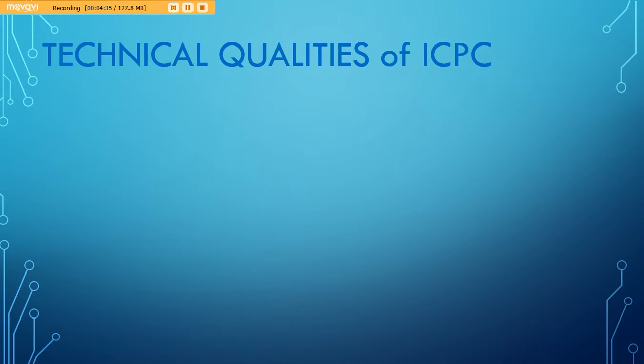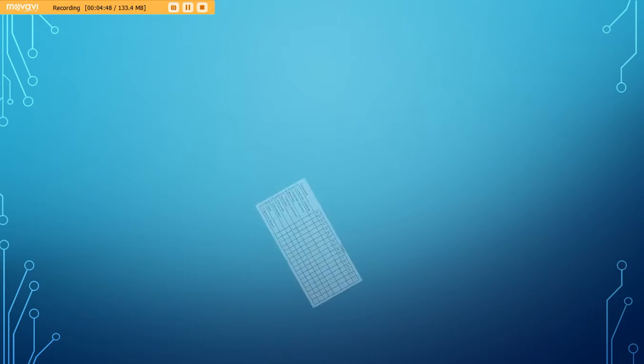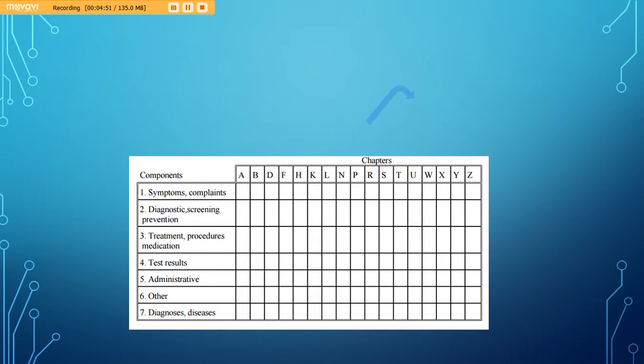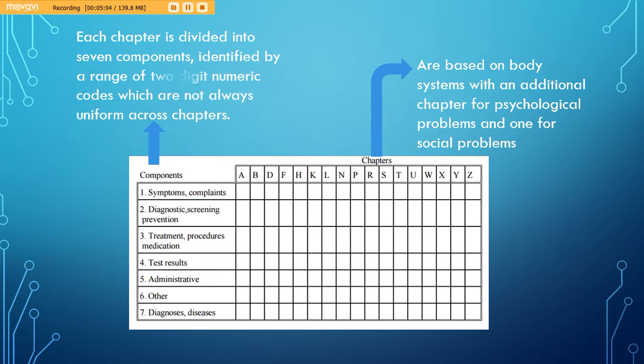Technical qualities of ICPC. ICPC is a biaxial structure with 17 chapters on one axis and 7 components on the other. Chapters are based on body systems, with an additional chapter for psychological problems and one for social problems. Each chapter is divided into 7 components, identified by a range of 2-digit numeric codes which are not always uniform across chapters.